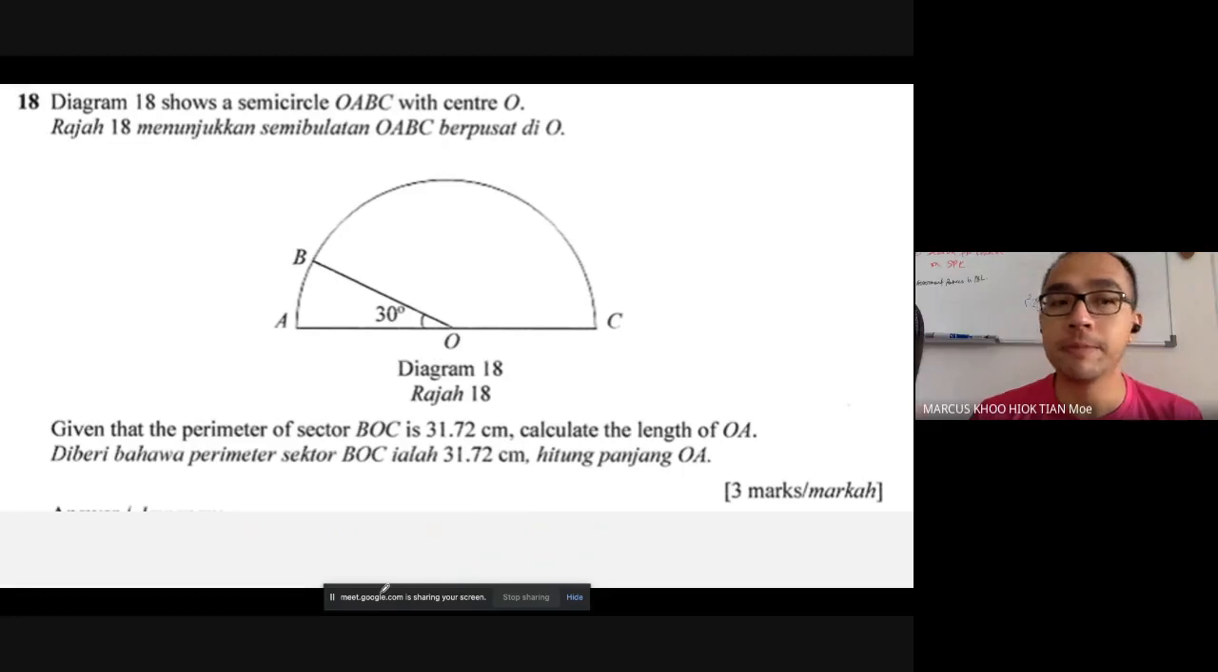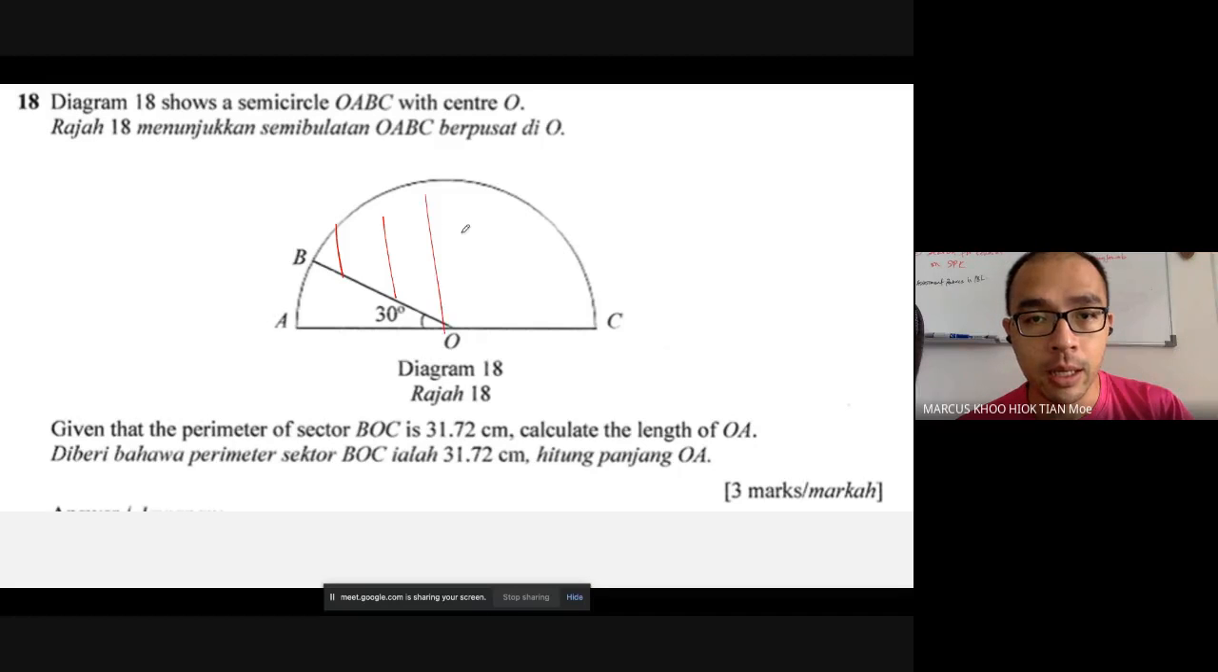Okay, question 18. Question 18 is circular measure. So semicircle OABC with the center O. Okay. So you're given the perimeter of sector BOC is 31.72. Calculate dia punya jejari. So let's consider this. Perimeter of this whole thing, BOC, adalah yang bahagian besar ini. Okay, so the perimeter is the radius plus the radius plus this whole thing.